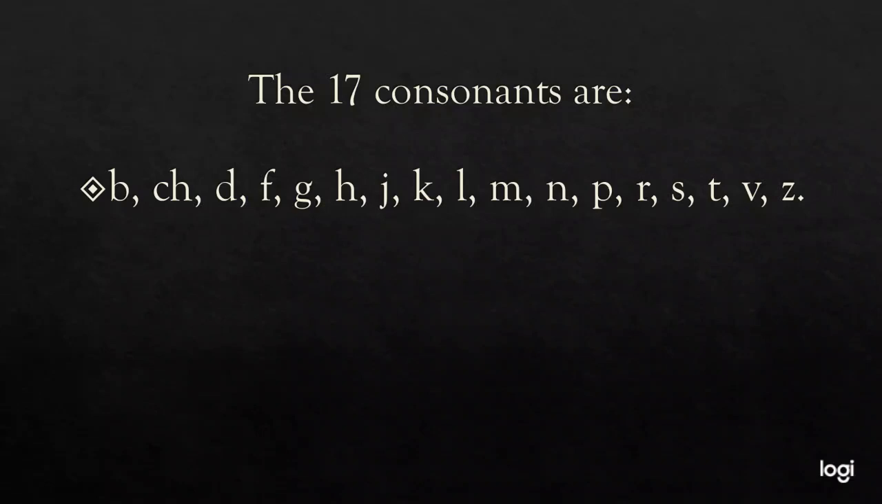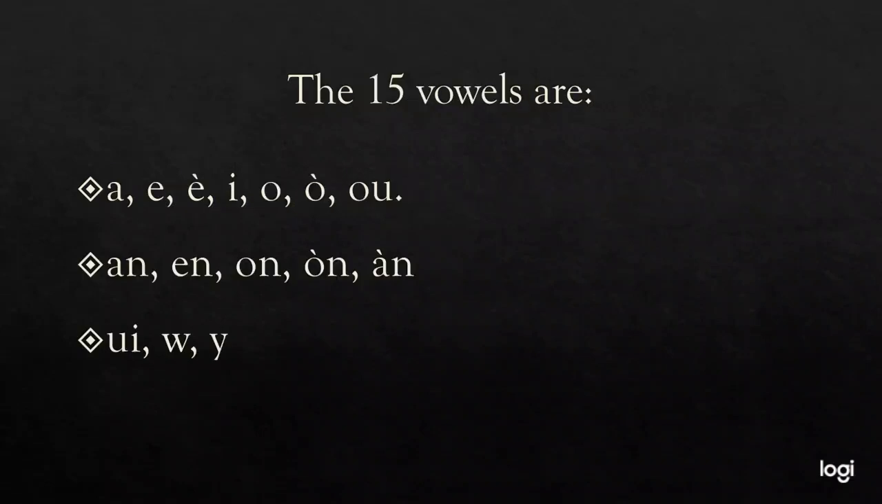So those are the consonants. We have 15 vowels. Those 15 vowels are a, e, i, o, u, un, on, an, oui, y. So let's move on quick.